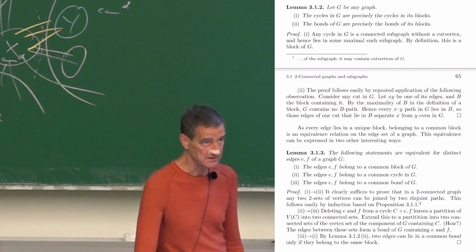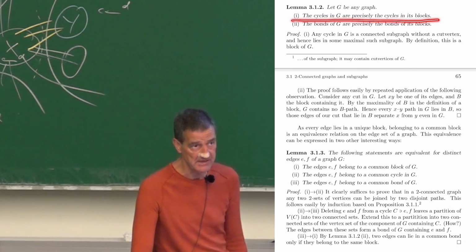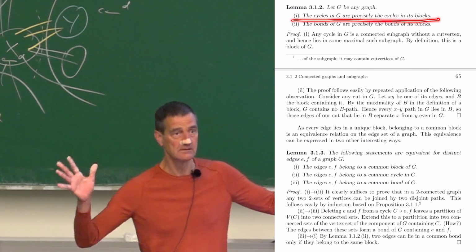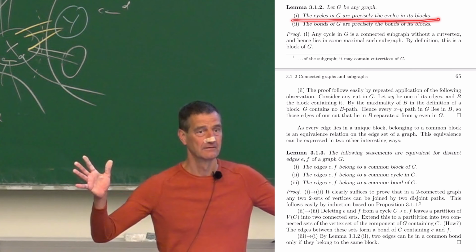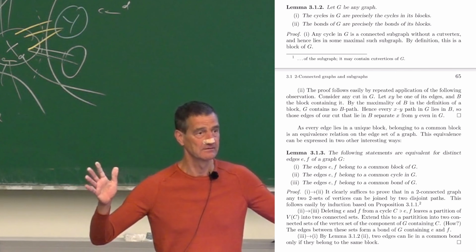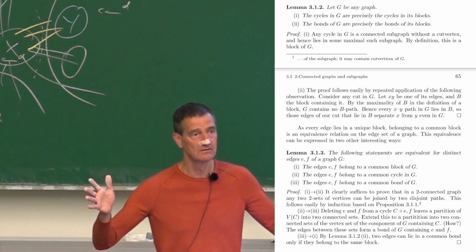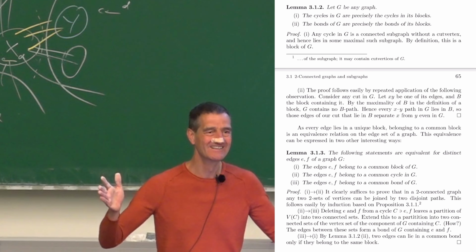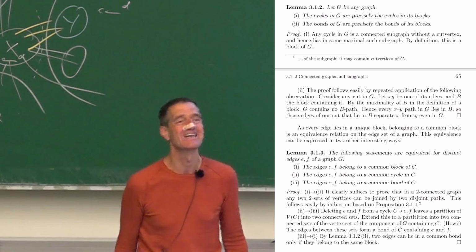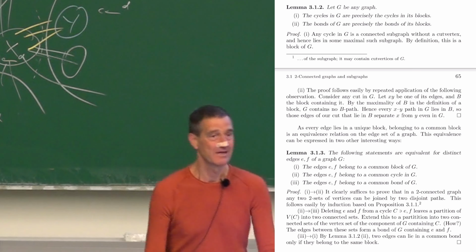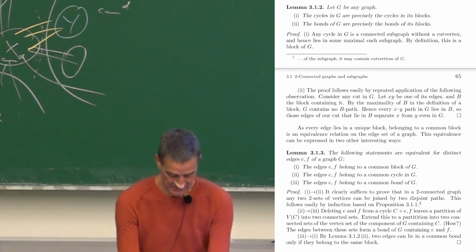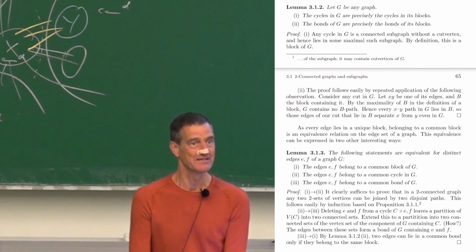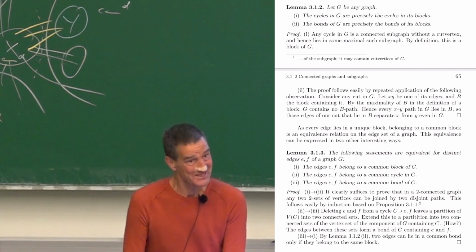So the first statement says that the cycles in a graph are precisely the cycles in its blocks. I mean, that's obvious. Every cycle lies in some block. Is that true? Yes. So the block is the same as the connected component? Excellent. In order to prove something, first lecture, first year, it helped to look at definitions. So what is a block?